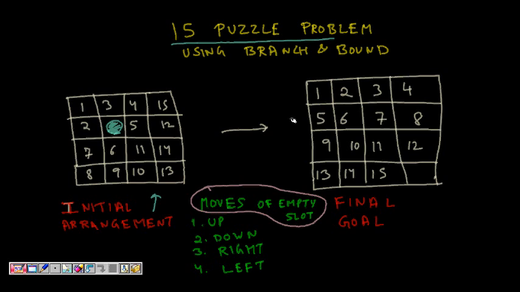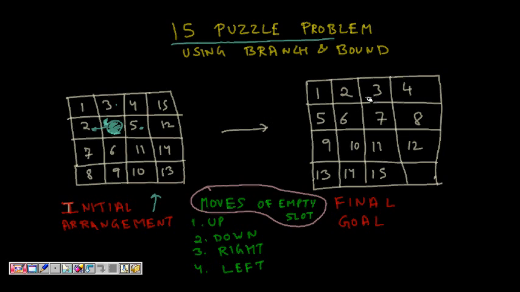Now this empty cell can be moved to the left, and it can be moved to the right. If I move it to the right, this slot will become empty, 5 will come here. If I move it to the left, 2 will come here and this will become empty. If I move up, 3 will come down here, and the empty space will be this one. If I move this down, 6 will come up and this will be empty. So this is there, and you have to go from this to the final state.